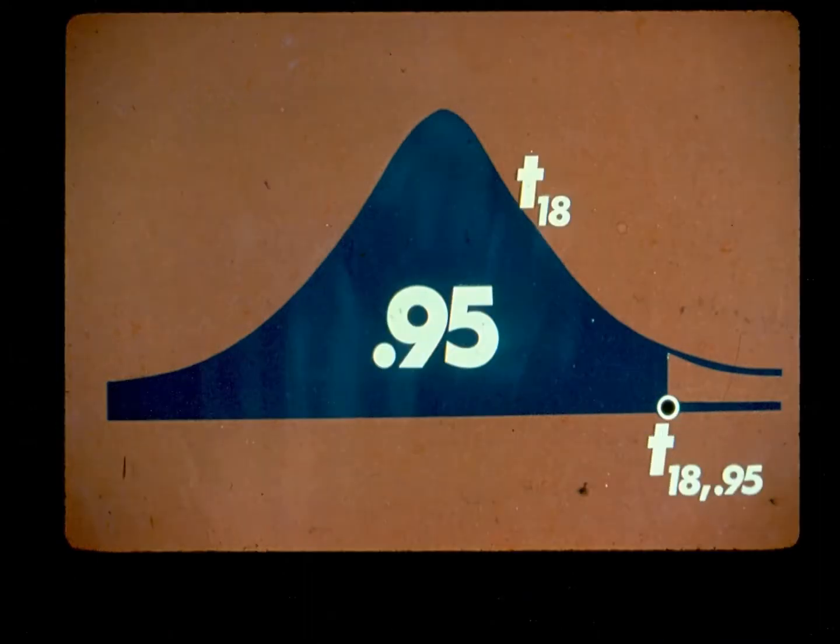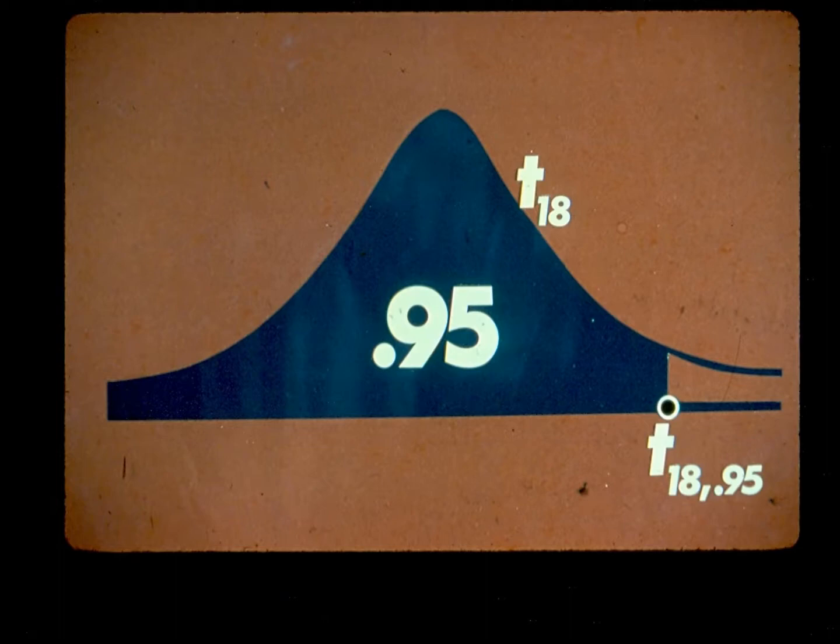For example, the 95th percentile of the t-distribution with 18 degrees of freedom is that value of the variable below which the area under the distribution curve is 0.95, or in other words, 95% of the values of the t-distribution with 18 degrees of freedom lie below the 95th percentile.